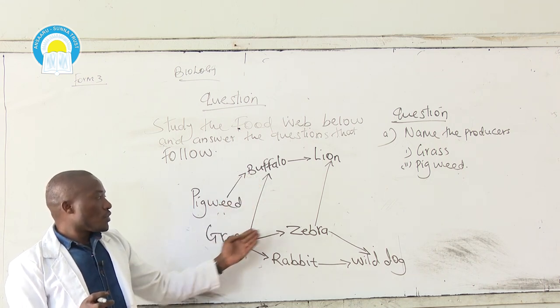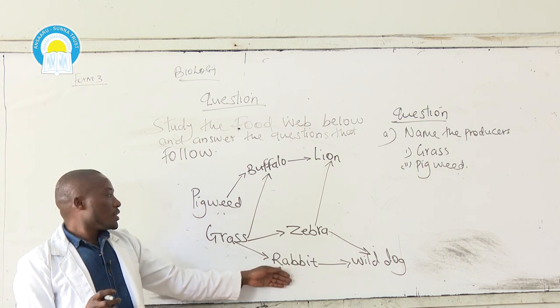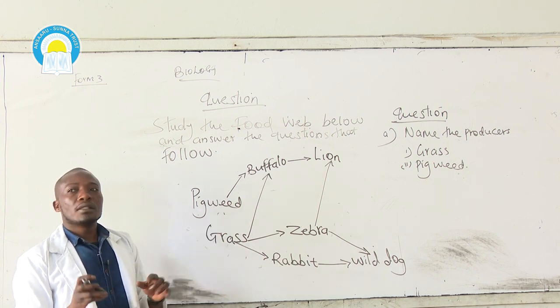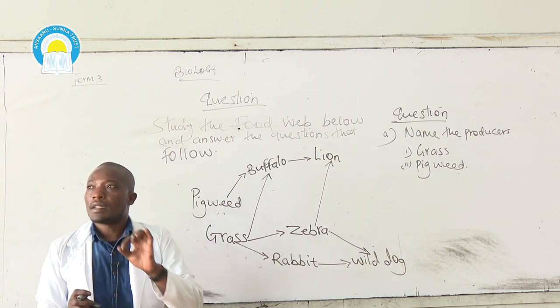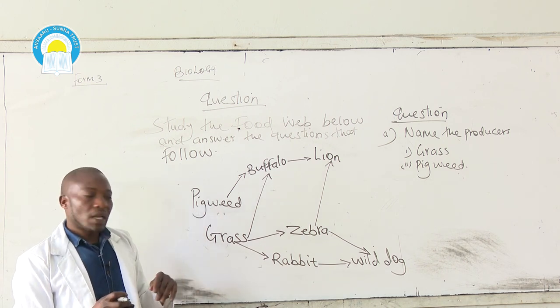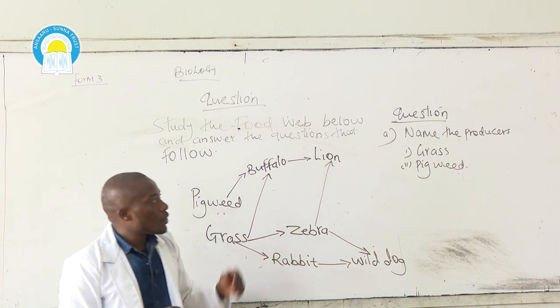The grass is the source of food for the zebra. The grass is the source of food for the rabbit. The grass is the source of food for the buffalo. And we said most plants are what are referred to as producers. The pigweed is a plant. The grass is a plant. So the producers are two.